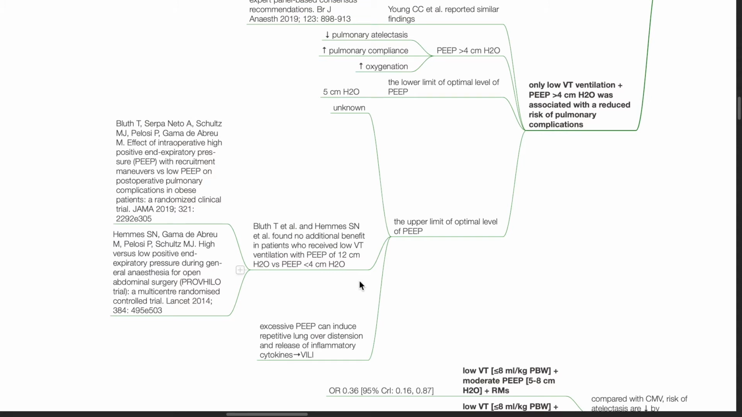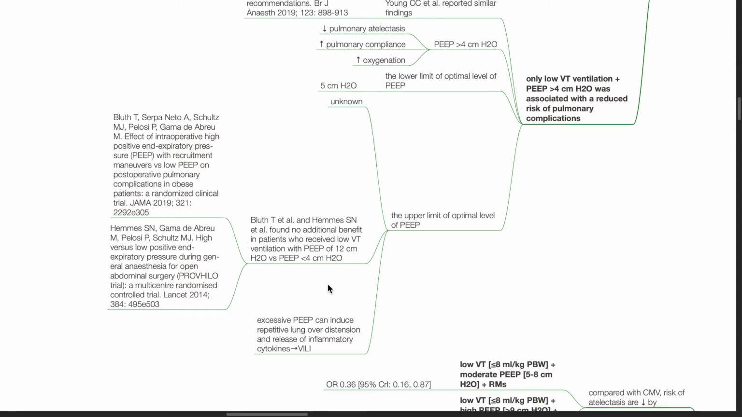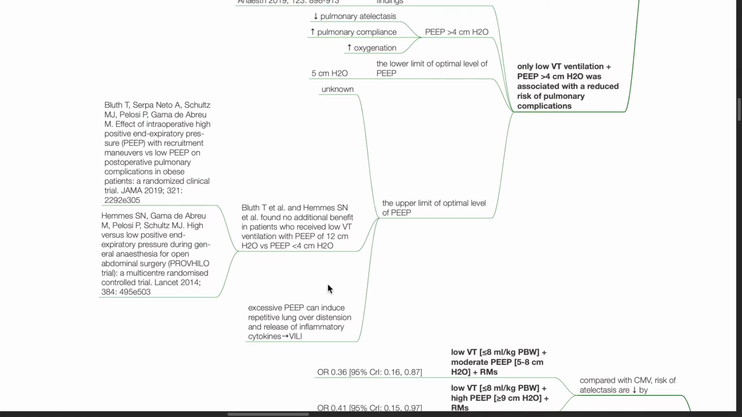A study by Bluth T et al. found no additional benefit in patients who received low tidal volume ventilation with PEEP of 12 cmH2O versus PEEP of less than 4 cmH2O. Excessive PEEP can induce repetitive lung overdistension and release of inflammatory cytokines, resulting in lung injury.